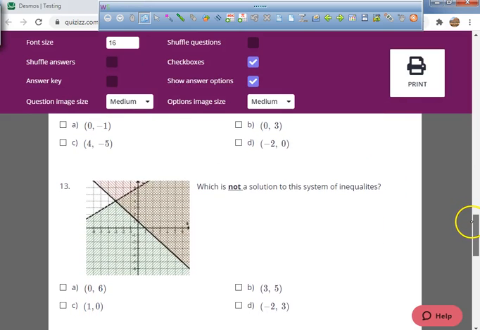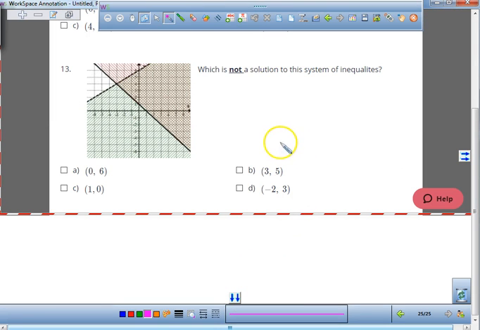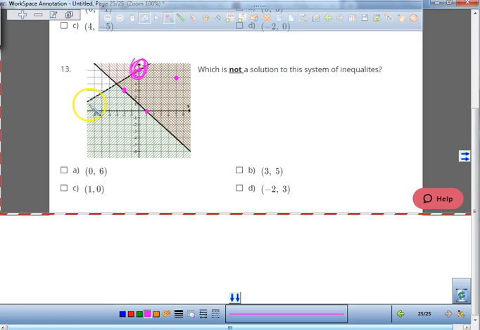Which one is not a solution? Here we go. Let's check it out. 0, 6, right there. That's not a solution, is it? Why? Because that's a dotted line. How about 1, 0? That works. How about 3, 5 right there? That works. How about -2, 3? That works. So the only one that doesn't work is that. And why doesn't it work? Because this line is dotted. That's why it's not a solution.